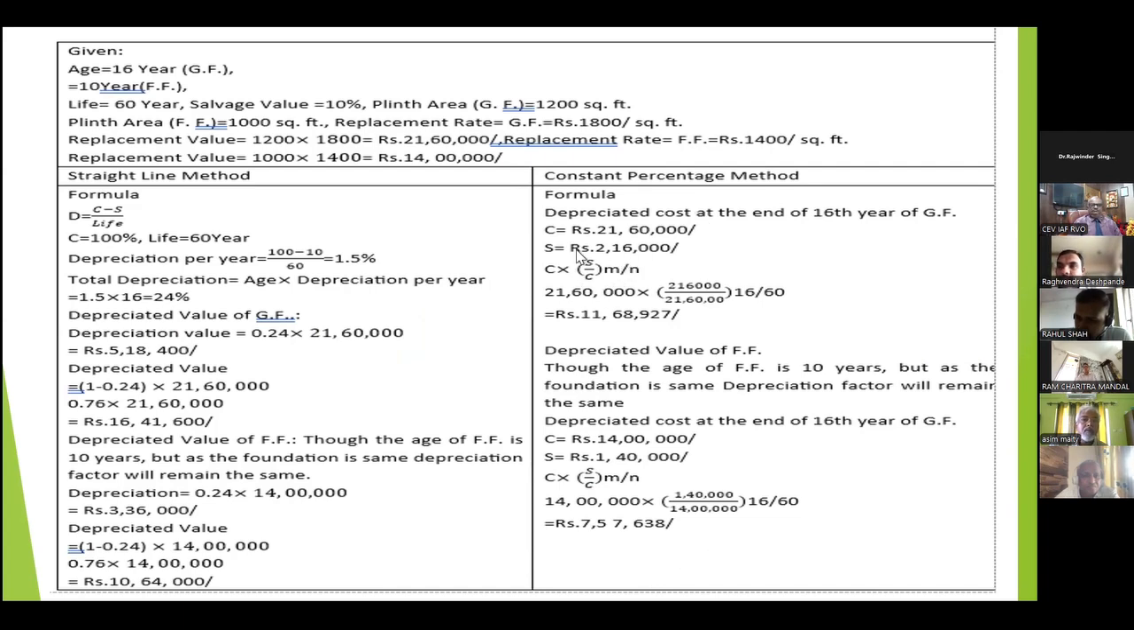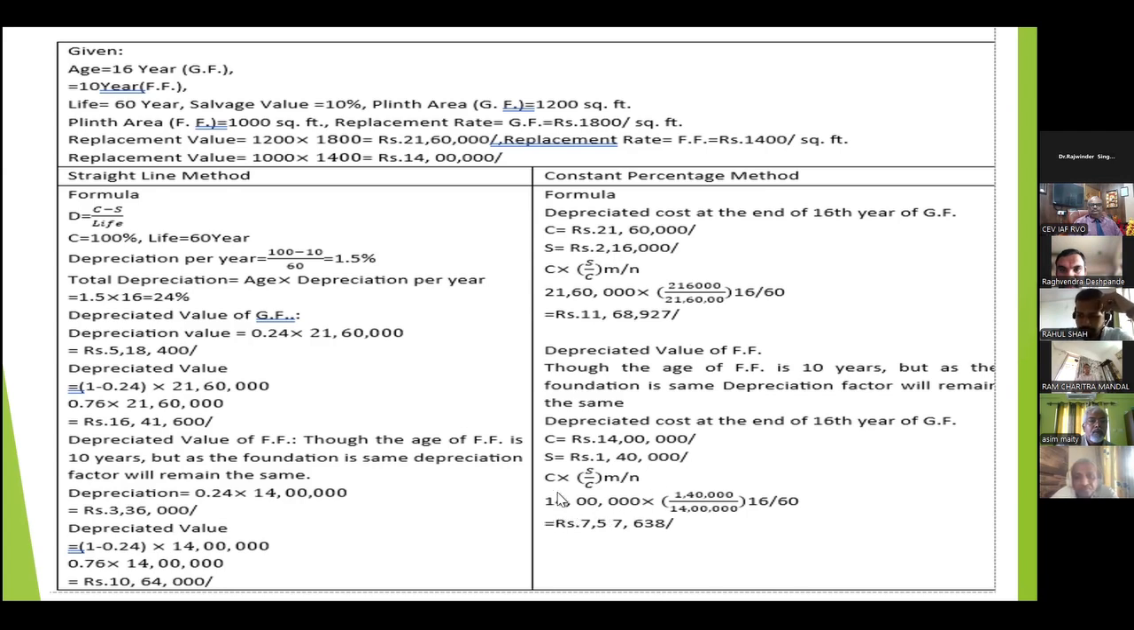for the first floor and ground floor, if salvage value is given, you can use this formula: C times (S upon C) raised to power M upon N. C is 21,60,000. S is 10% of 21,60,000, which is 2,16,000, divided by 21,60,000, raised to power M upon N. M is 16 years, and N is 60 years. You calculate, it gives you depreciated replacement cost as 11,68,927. Similarly, you can calculate it for first floor.